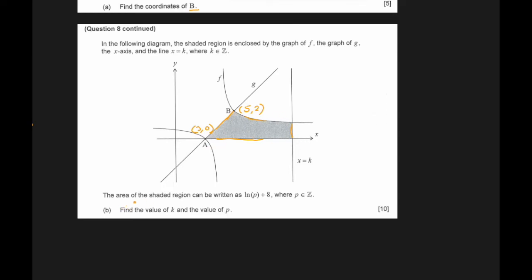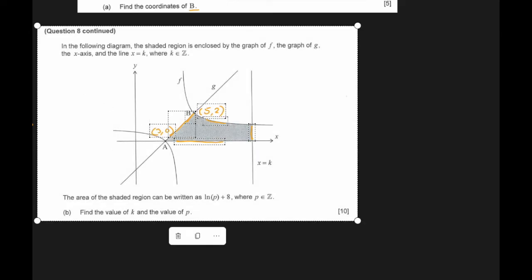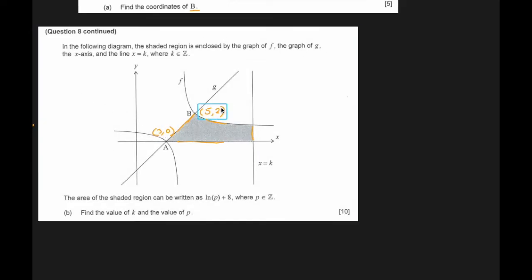The area of the shaded part is ln p plus 8. So find the value of k and p. Let me do it here. Let me divide this particular shaded area into two parts. One part will be a vertical line like this, which will make this a perfect triangle, this one. So let's find the area of the triangle. You know which triangle I'm talking about. Let me call this one M, so triangle ABM.